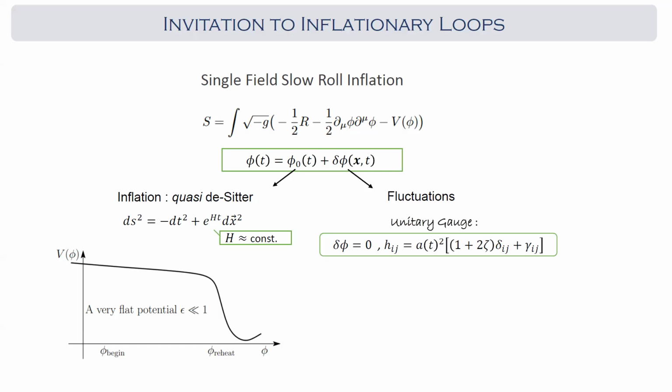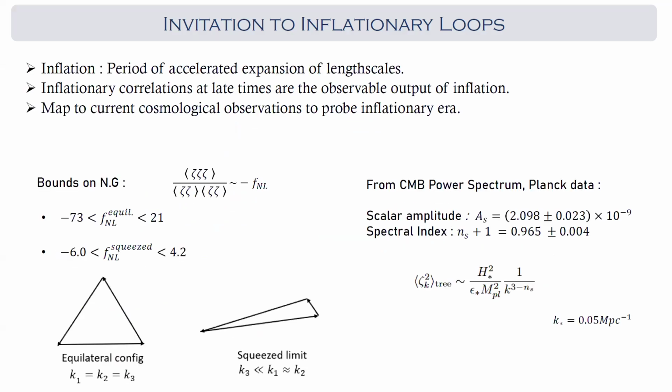And a particularly useful gauge is when we set the inflaton fluctuations to 0, transferring all dynamical degrees of freedom to the metric. Zeta is the scalar, gamma ij is the tensor degree of freedom. Now this zeta, the 2-point function of zeta, you can compute from the quadratic action, and this will turn out to be this, where h is Hubble, epsilon is the slow roll parameter.